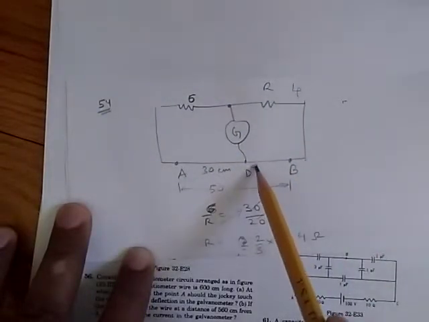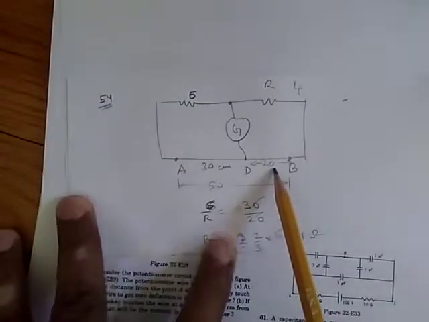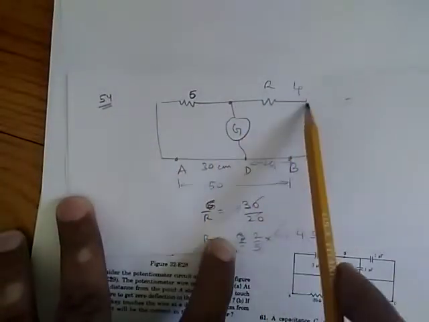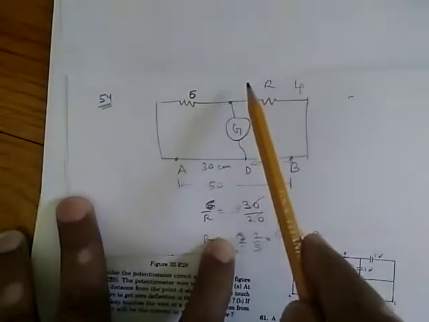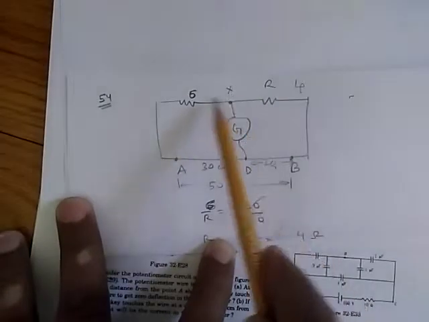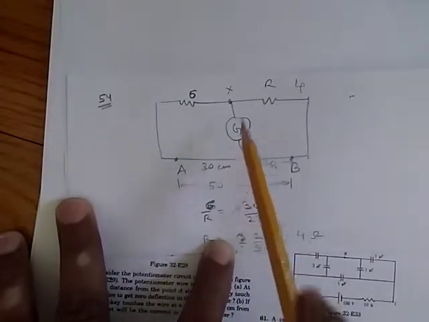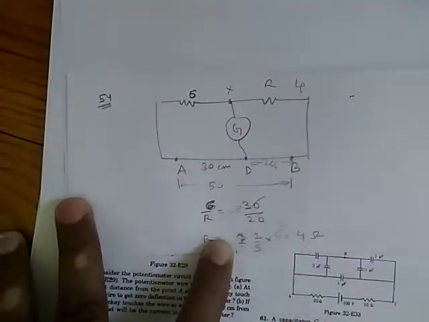It was expected because this is 30, this is 20. So this resistance has to be higher and this resistance has to be lower. Let's say the point is X and D. Only then the voltage at this point is going to be the same as voltage at this point, and there will be no flow of current in the galvanometer.